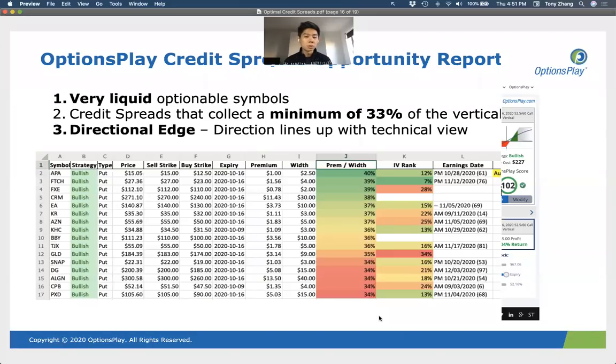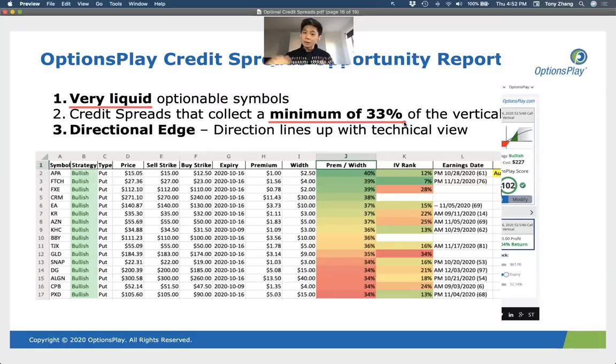But what the opportunity report is designed to do is that there are 4,200 symbols that you can trade options on. But we know that the vast majority of those 4,200 are not very liquid. So first of all, we filter out all of those non-liquid symbols. So we're only looking at what we consider very liquid optionable symbols. This usually is about 100 to 200 names per day. And then what we're looking for are credit spreads that collect the minimum of that 33% that we're referring to. Because if we collect less than 33%, that means we're risking more than 2 to 1. So we never want to sell credit spreads where we're risking more than 2 to 1.